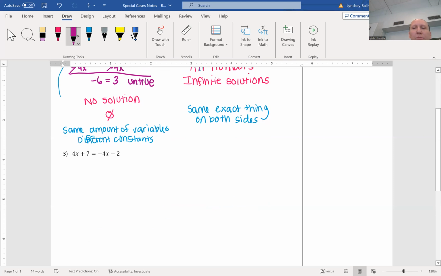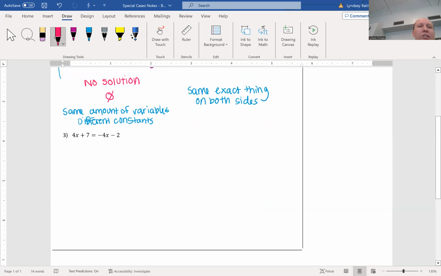Just the last one, I do want to point out that after teaching no solution and all numbers, you guys want to get the tendency to use them all the time. They don't happen very often. And what I do find is sometimes when the numbers don't work out nicely in the end, you just kind of want to say no solution because you're like, yeah, the numbers don't work out nicely. But we've already learned that if the numbers don't work out nicely, it just means it's going to be a fraction answer or a decimal answer in the end.